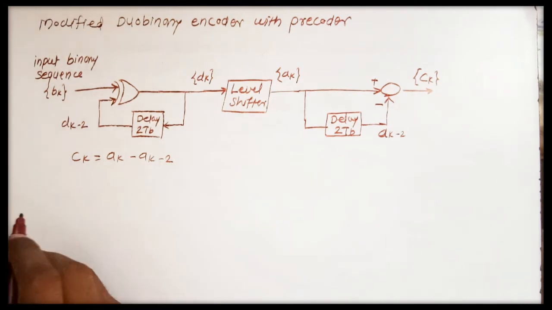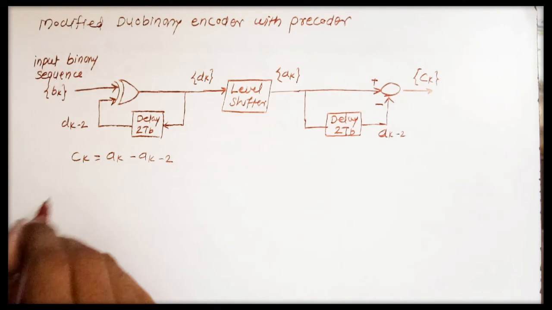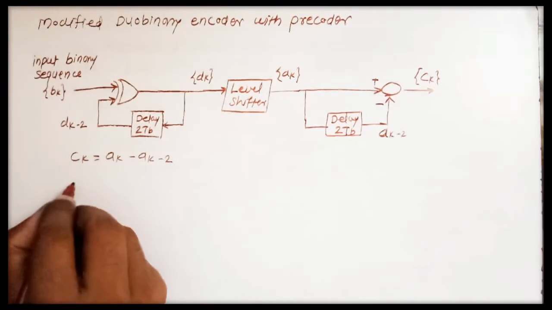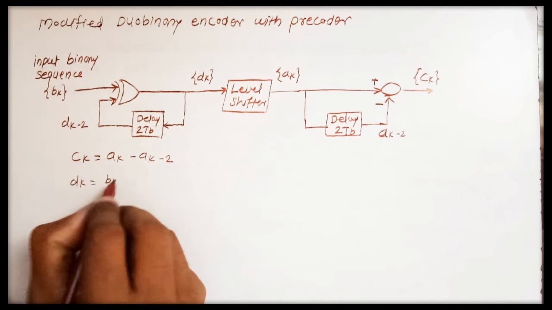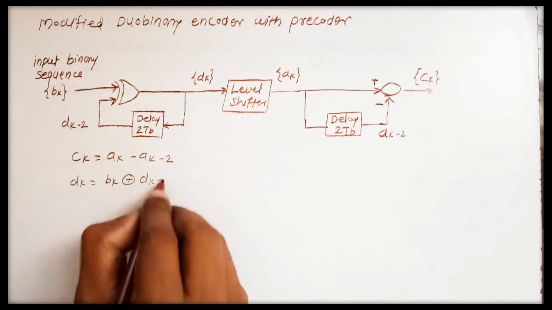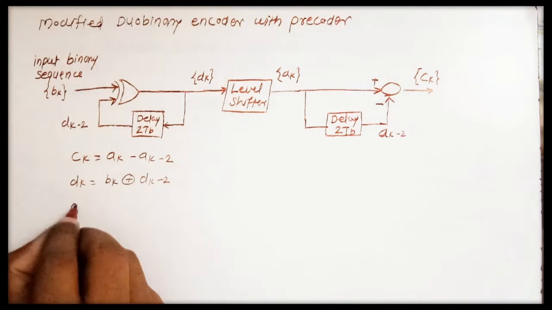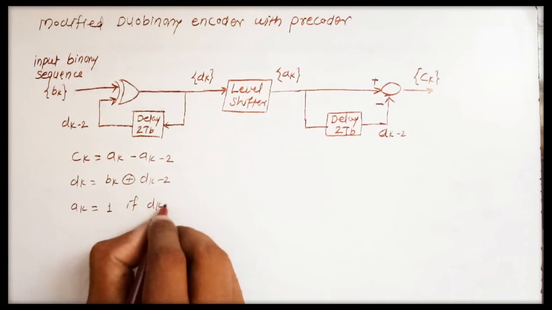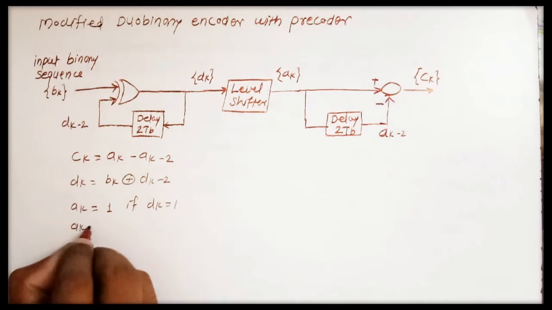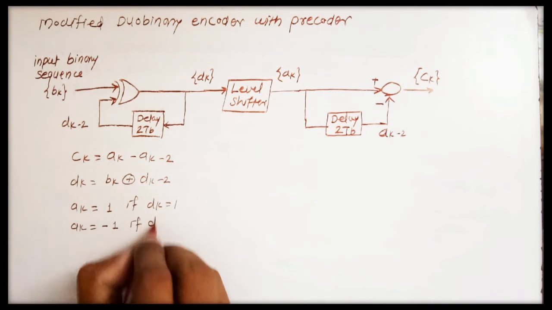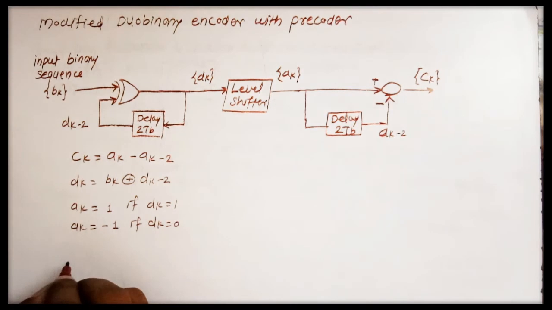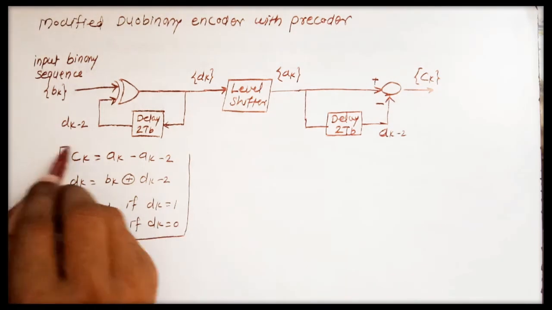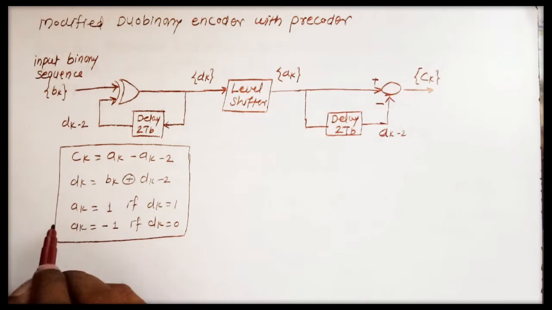we can write DK as DK equals BK XOR with DK minus 2, and AK equals plus 1 if DK equals 1, and AK equals minus 1 if DK equals 0. So these are the formulas of this modified duobinary encoder with the precoder.